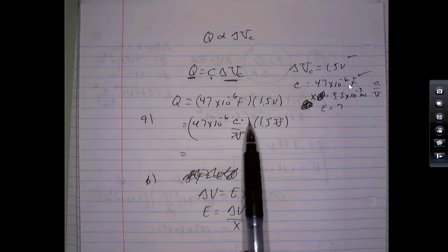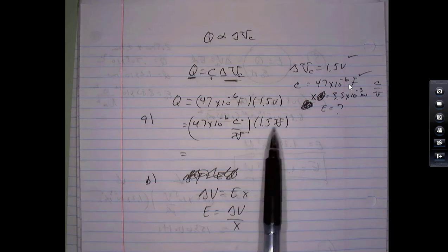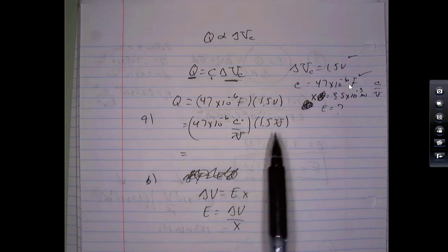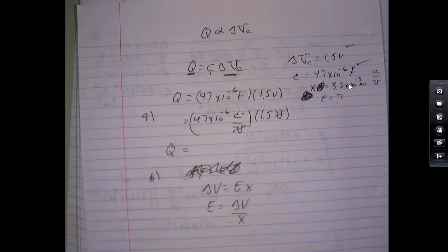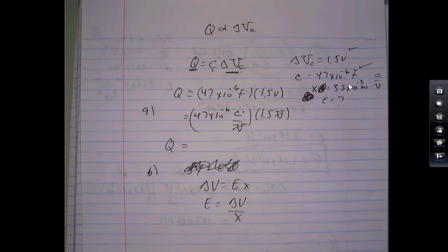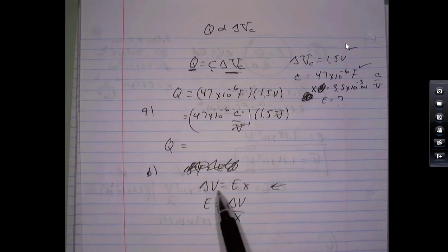So in the formula, this is capacitance times voltage. So farad, again, is coulomb divided by volt, multiplied by a volt, and we end up with coulomb. So whatever this turns out to be, this is the amount of charge that was deposited into the leaf. And then the second part, what's the electric field?